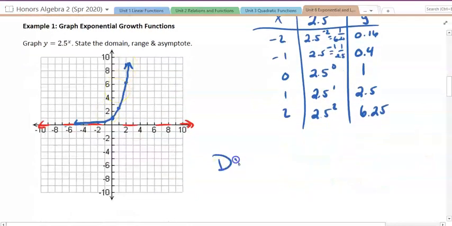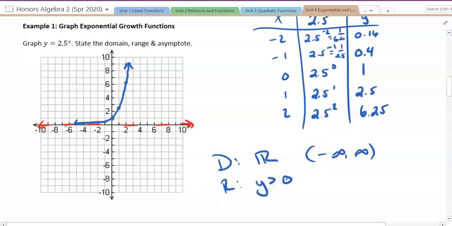And so what is the domain? Well, the domain, of course, is all real numbers. -infinity to +infinity. The range is y greater than 0. It is not greater than or equal to 0. This graph will never have a y value of 0. So don't put greater than or equal to here. It is just greater than. And so this would be from 0 to infinity.